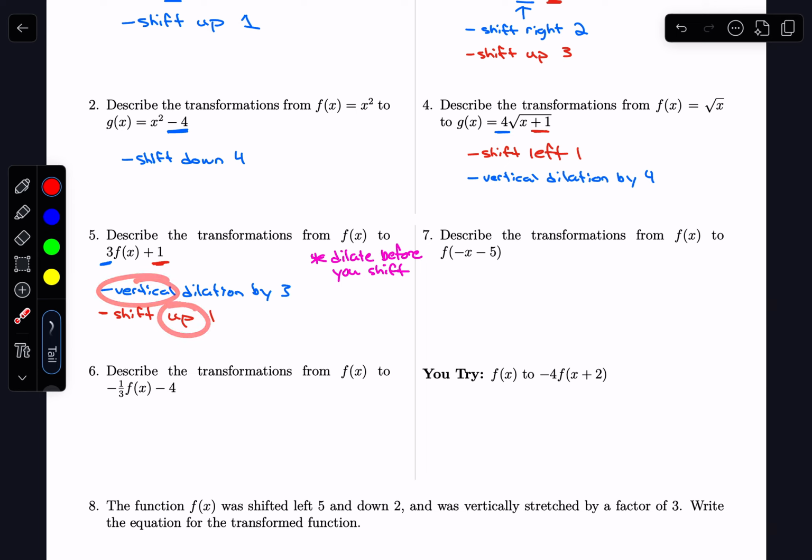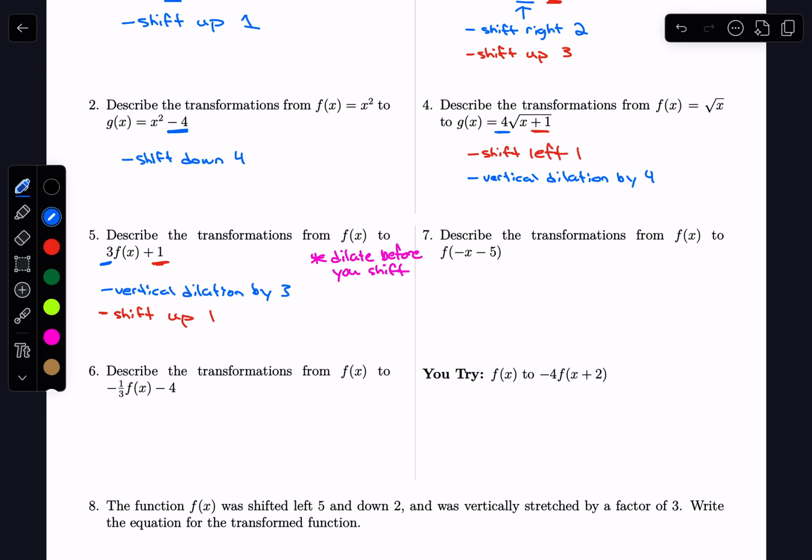In number 4, I shifted before I dilated because it was a horizontal shift and a vertical dilation. So because one was horizontal and the other was vertical, it doesn't actually matter which one you do first. But when both are vertical, so vertical dilation and shift up, then you need a shift after you dilate. So the dilation comes first.